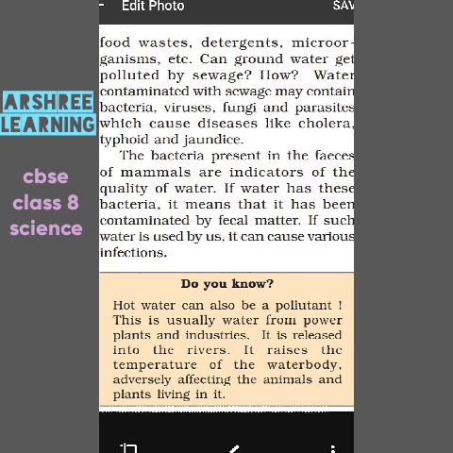Do you know that hot water can also be a pollutant? What is this hot water? This hot water is usually the water from power plants where electricity is produced by boiling of water. The hot water is used to produce steam in the thermal power plants, where heat is used to boil the water. When the water boils, it produces steam. This steam is then used to move the turbine and produce electricity.